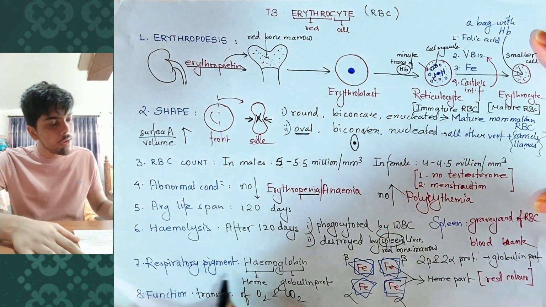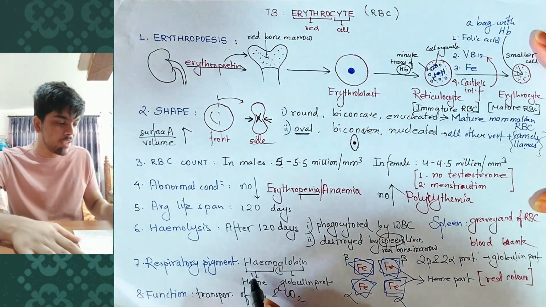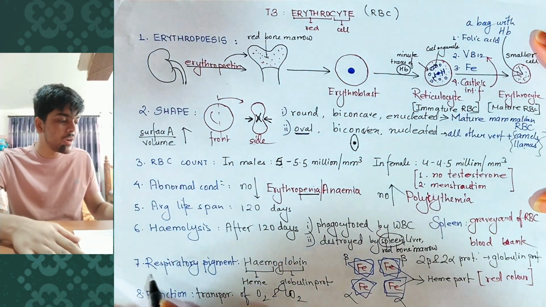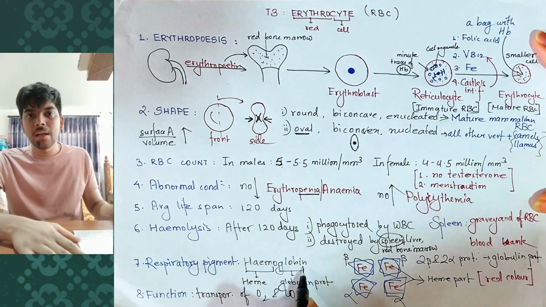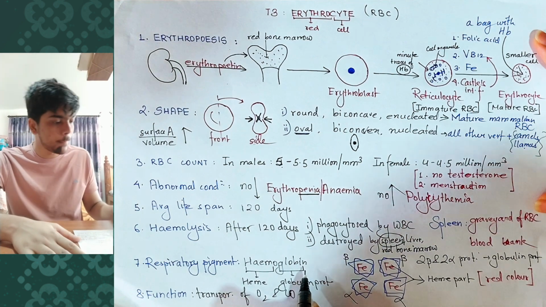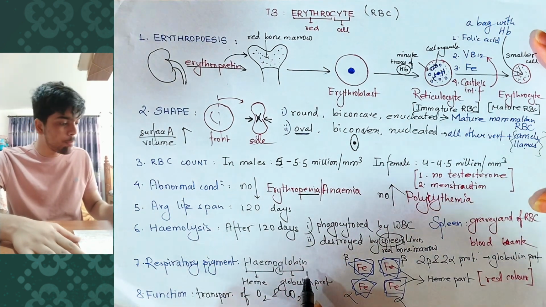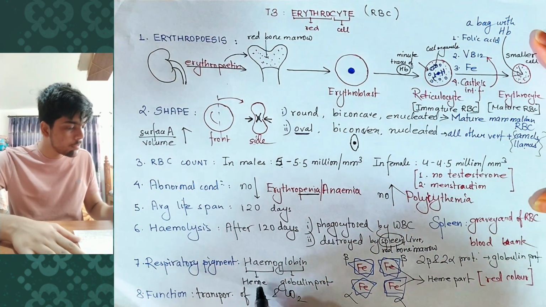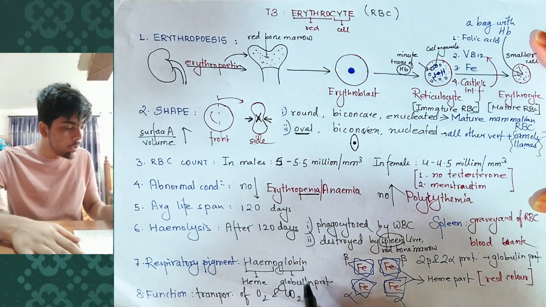The respiratory pigment found inside a red blood cell is hemoglobin. It's called a respiratory pigment because hemoglobin transports gases that are required for respiration. Hemoglobin contains two parts. There's your heme part, and then there's your globulin protein part.